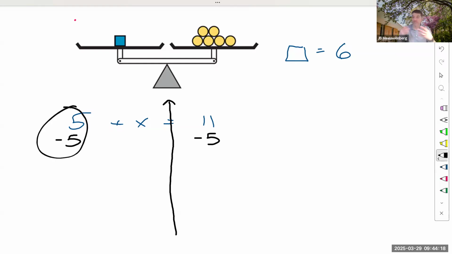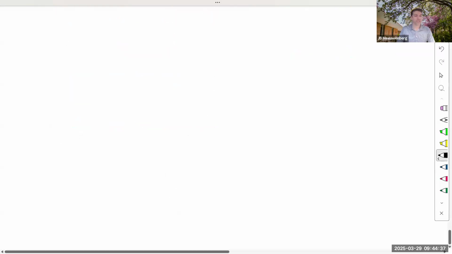5 minus 5 is 0, so we've taken those 5 balls away from the left. And then 11 minus 5 is 6, and what we're left with is x is equal to 6. And this is, again, our simplified equivalent equation. So let's do a little bit more challenging of a problem.